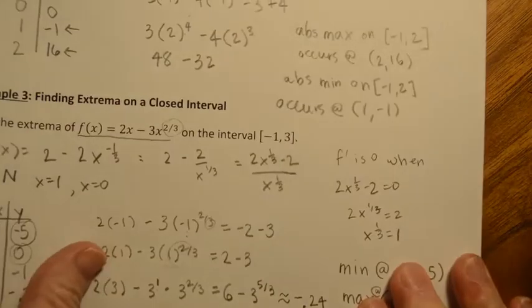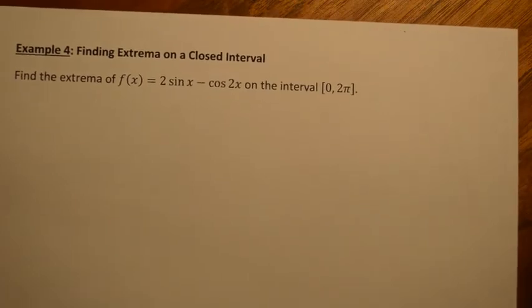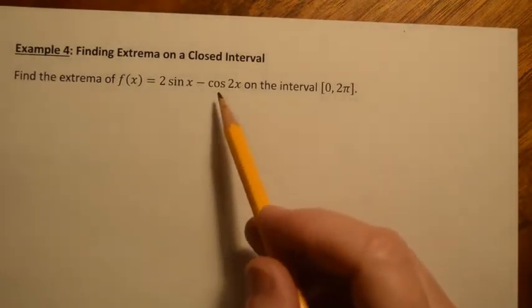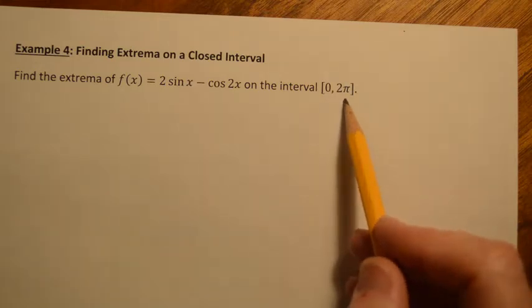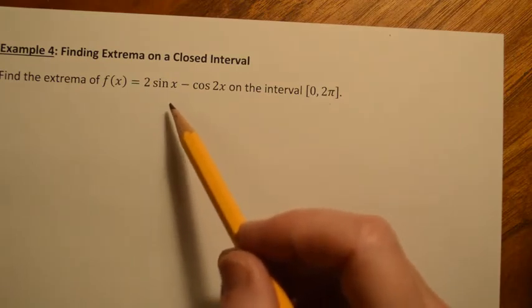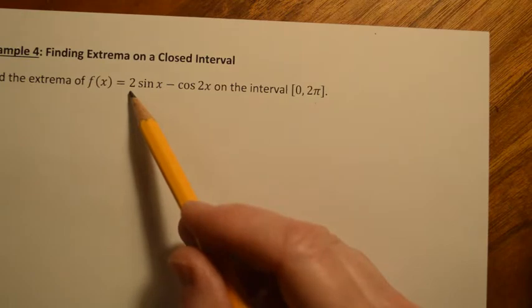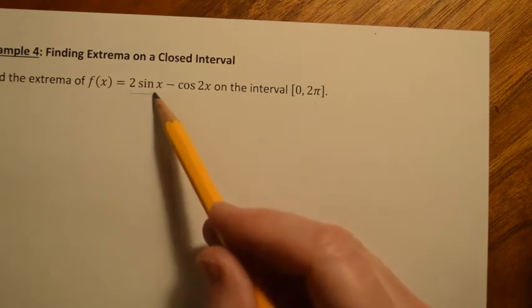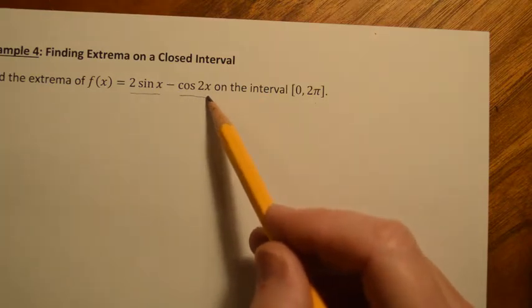Okay, last one. Find the extreme of f of x equals 2 sine x minus cosine 2x on the interval 0 to 2 pi. All right, so we're going to check to make sure that we can actually use the extreme value theorem. And so we have 2 sine x continuous everywhere, cosine 2x continuous everywhere.